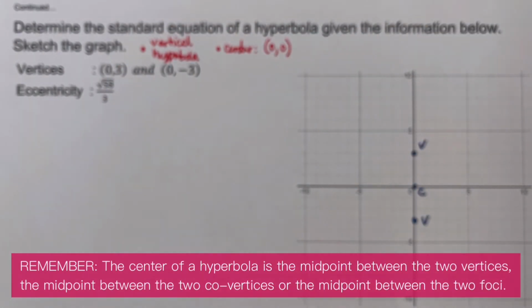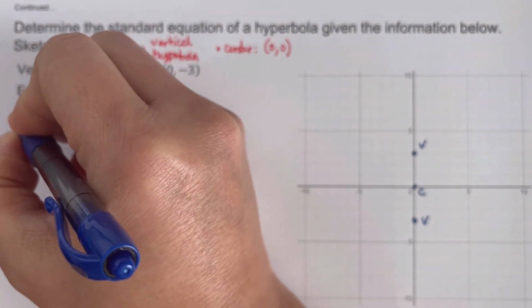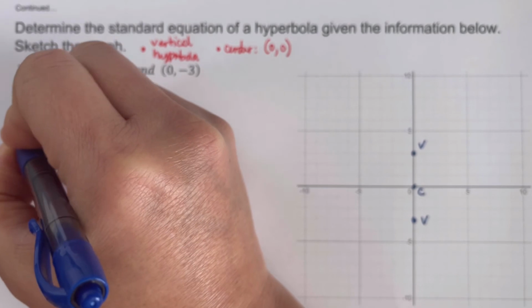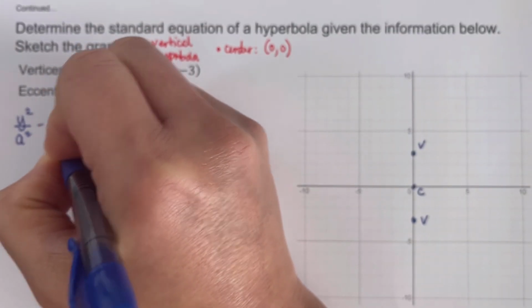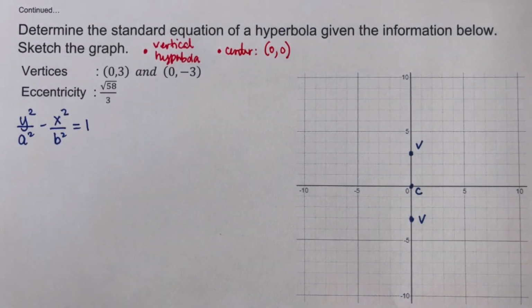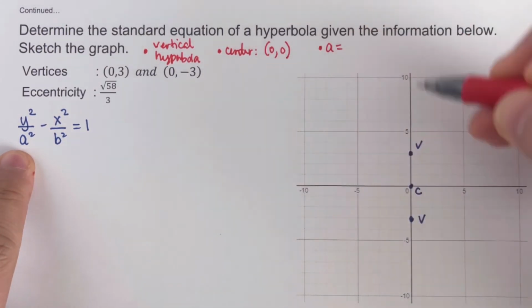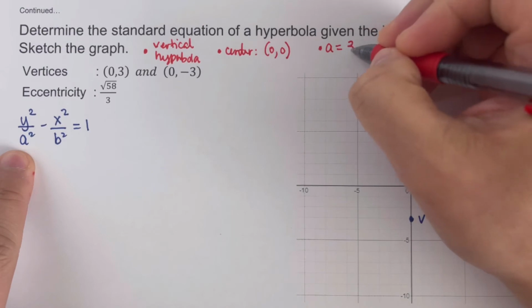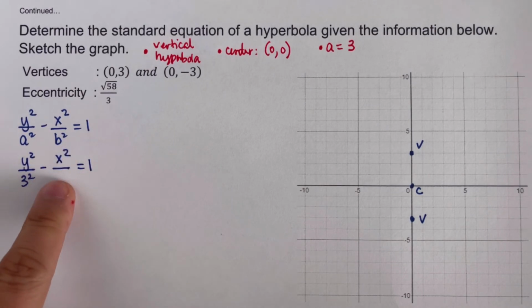Since this is a vertical hyperbola, the general equation is y squared over a squared minus x squared over b squared equals 1. Now we remember that a is the distance from the center to the vertex. So looking at this, our a value is 1, 2, 3. So then we write 3 there, and so this equation would come out. I left the b squared blank because we don't know what it is, but we are given the eccentricity.